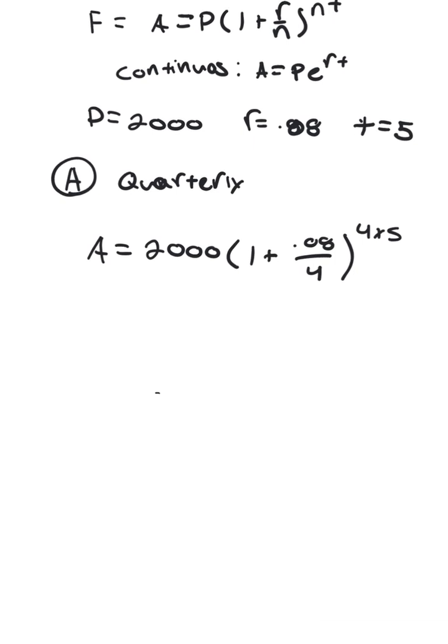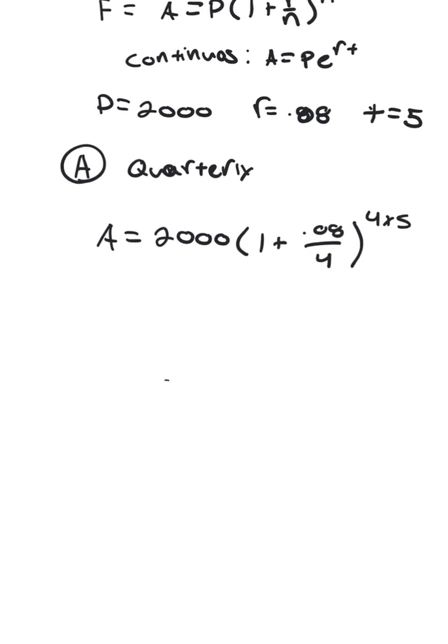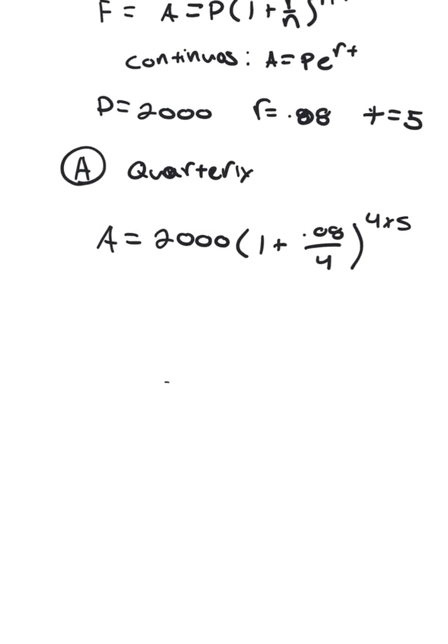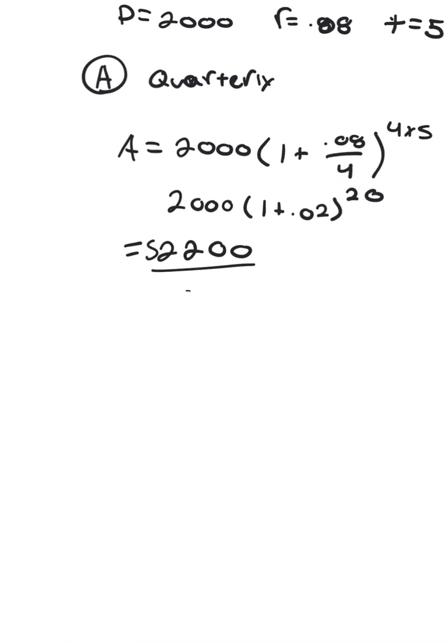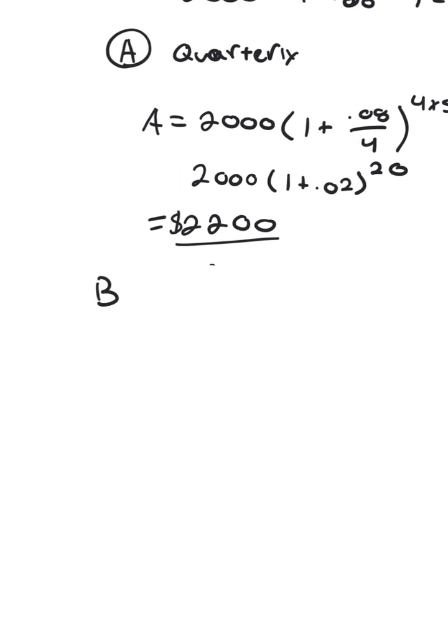We know that 4 times 5 is 20. 0.08 over 4 is 0.02. So we're left with 2,000 times 1 plus 0.02 to the 20th power. Hold on, let me get the calculation here. Okay, after computing it in my calculator, the answer is 2,200. So that's our quarterly rate. Now, let's do monthly.